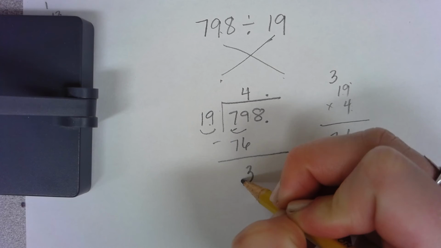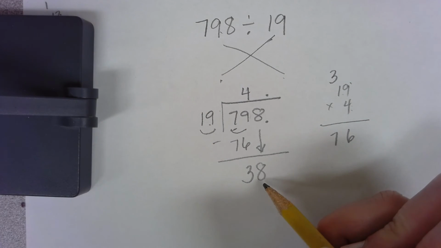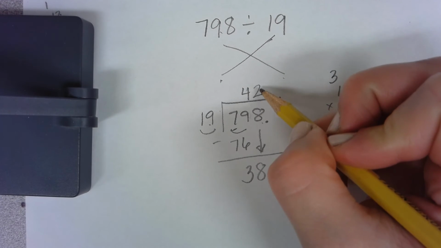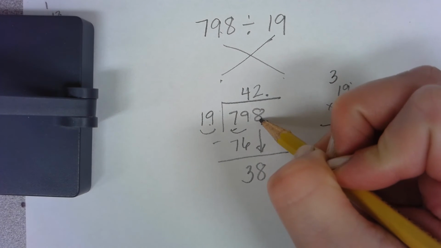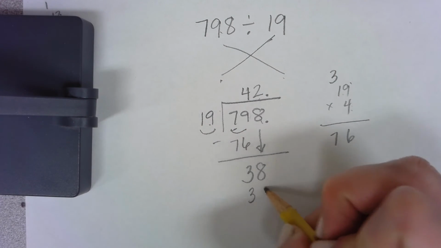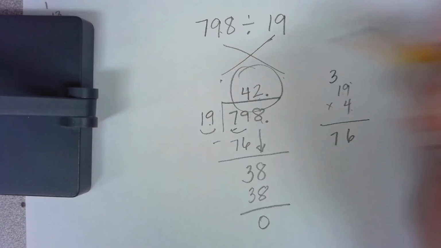over. Bring down my 8. 19 goes into 38 exactly 2 times, and I need to make sure I'm putting this digit above the last digit that I'm working with down below. 2 times 19 gives me 38. I subtract. I'm left with 0 at the bottom, and my answer would be 42.